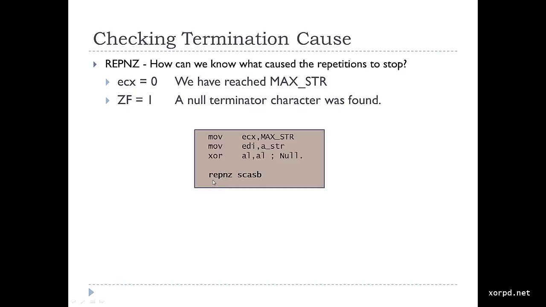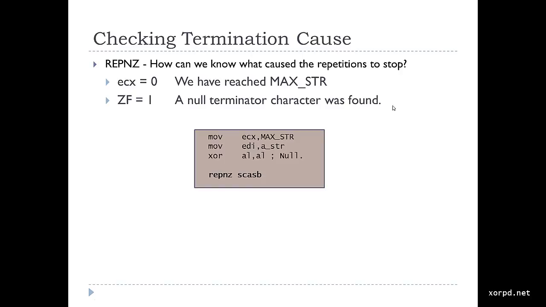And at that point, we want to know what caused the repetitions to stop. This kind of knowledge will give us the power to decide later in the program what we want to do. Basically, there are two cases of what could have happened. The first one is this, ECX equals 0. This means that we have reached max star. It means that we have searched for the null terminator inside max star different bytes, the first max star bytes. The other case is zero flag equals 1, which means that a null terminator character was found.